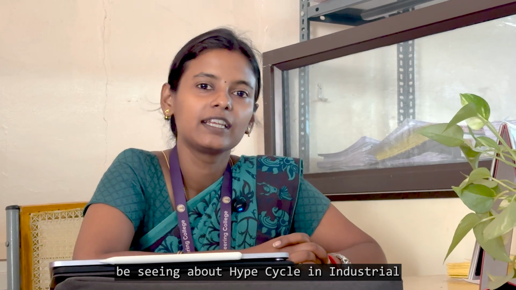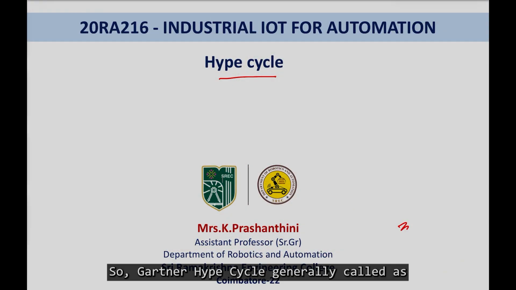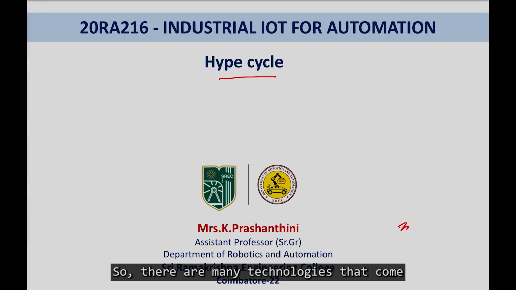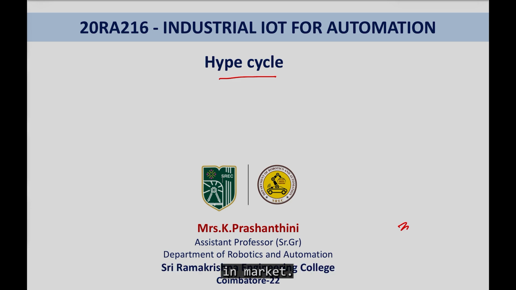To this lecture series. Today we'll be seeing about the hype cycle in industrial IoT. The Gartner hype cycle, generally called the hype cycle, is predominantly used to find out where a technology will be used or how the growth of a technology might be. There are many technologies that come to the market.